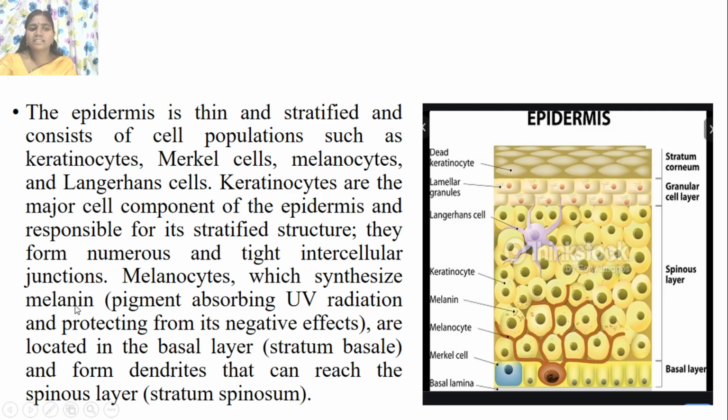Melanocytes synthesize melanin, which is responsible for the color of the skin, and is a pigment that absorbs UV radiation and protects from its negative effects. They are located in the basal layer, the stratum basale, and form dendrites that can reach the spinous layer, the stratum spinosum. This is the enlarged view of the skin cell.